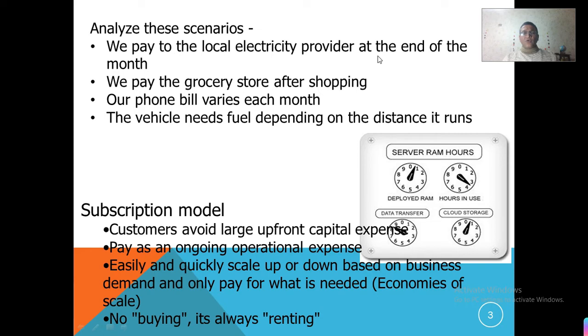But here in cloud computing, we are not going to own these components. We are going to take these components on a rental basis. We are using these components and paying the charges for their usage.